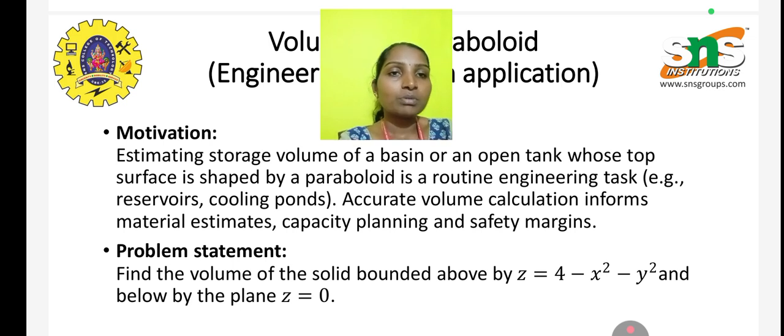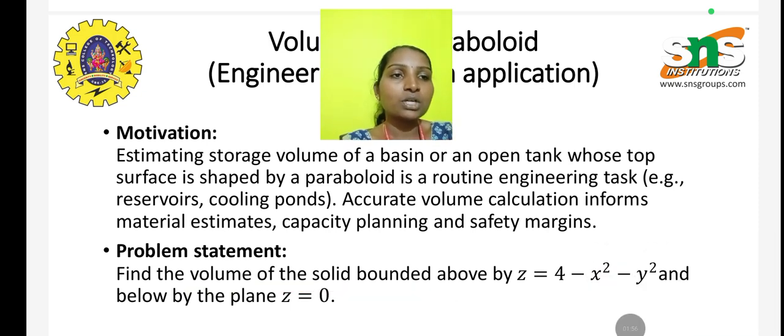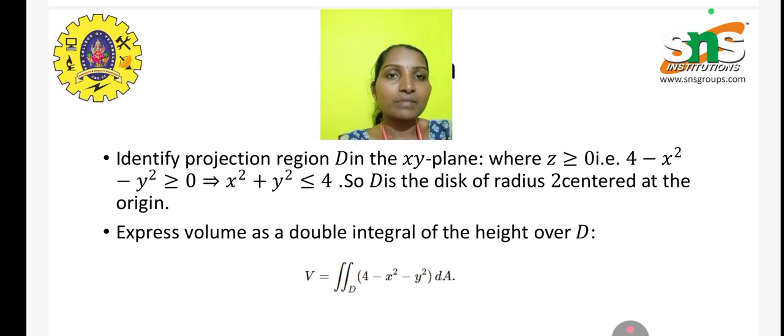First of all, the problem statement is we are going to find the volume of a solid bounded by z is equal to 4 minus x squared minus y squared, which is a paraboloid, and by the plane z is equal to 0. We can notice that z is equal to 4 minus x squared minus y squared is a paraboloid and z is equal to 0 is the plane. Now moving on to the solution of the given problem.